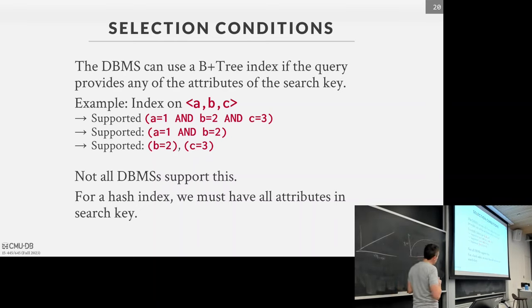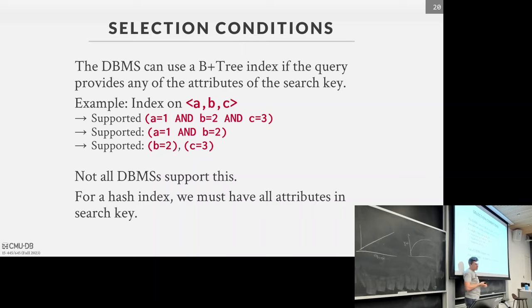Again, say I index on ABC. Obviously I can do A equals 1 and B equals 2 and C equals 3. That's the same as the hash case, with equality matching on all the keys the index is based on. I can also do what's called a prefix search, where I only have A and B and not C, and find all the matches based on A and B. Not all systems do this because it's trickier. We can also do a suffix lookup, where we don't have the prefix but have the suffix of the key. I don't have A, but I have B and C, and I can potentially still use my index for that lookup.